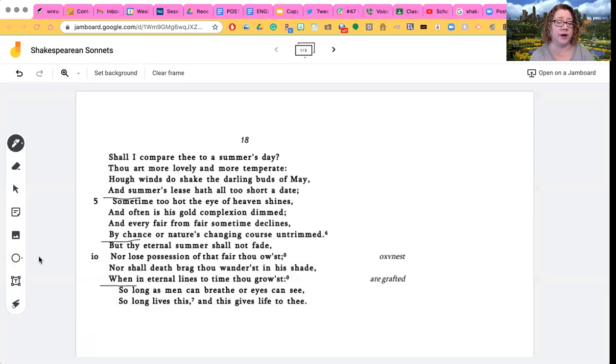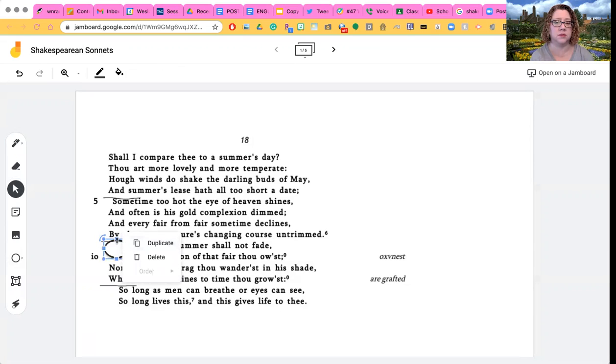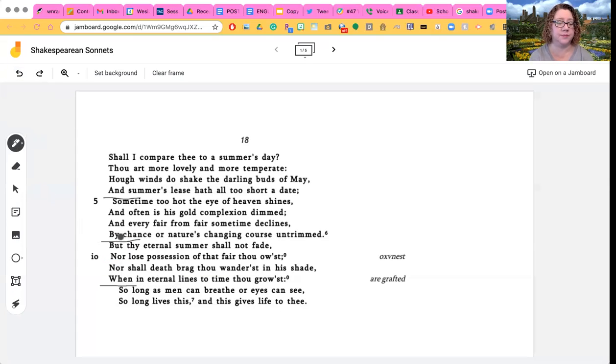In this case, I can already tell that it's going to be a shift. I wanted it to be clear, so I guess I'll have to draw it with my pen. Because of the word but right here, it tells us that we're going to be having a shift. And it's a traditional spot for the volta right there on line 9. We even see that in the Petrarchan sonnets. So this poem goes like this.